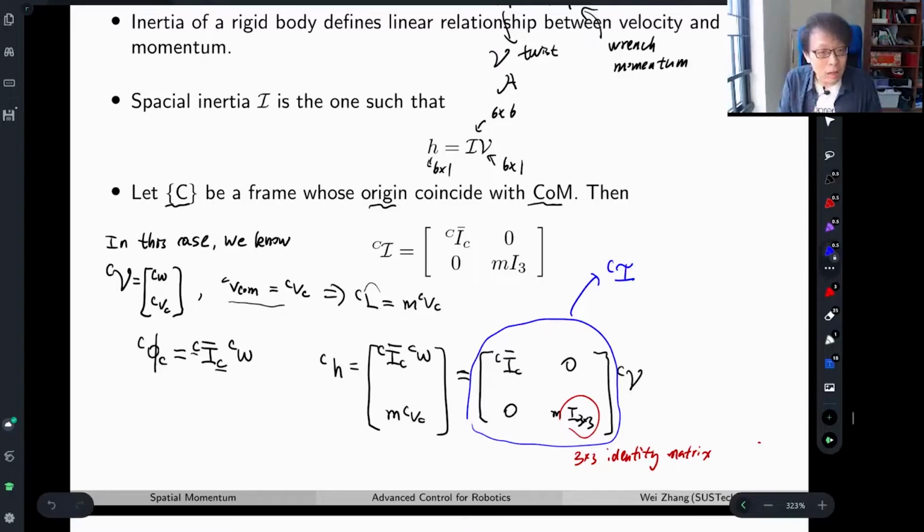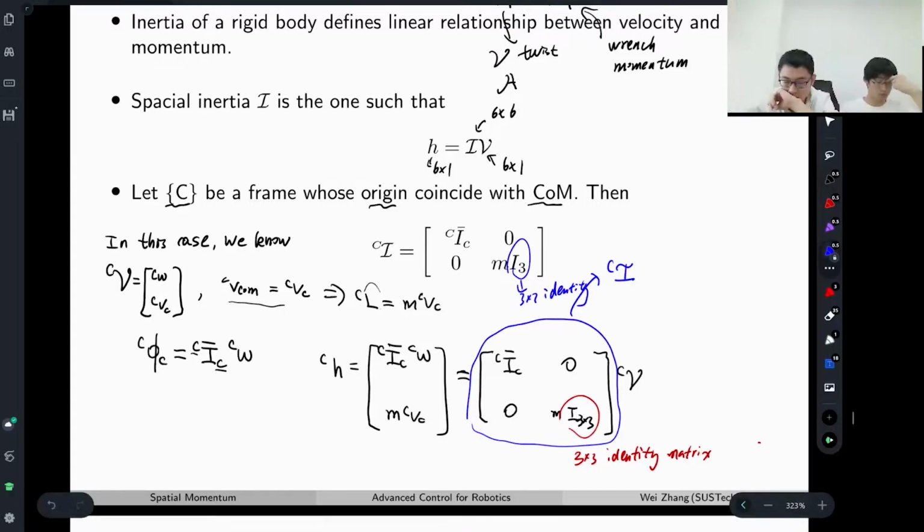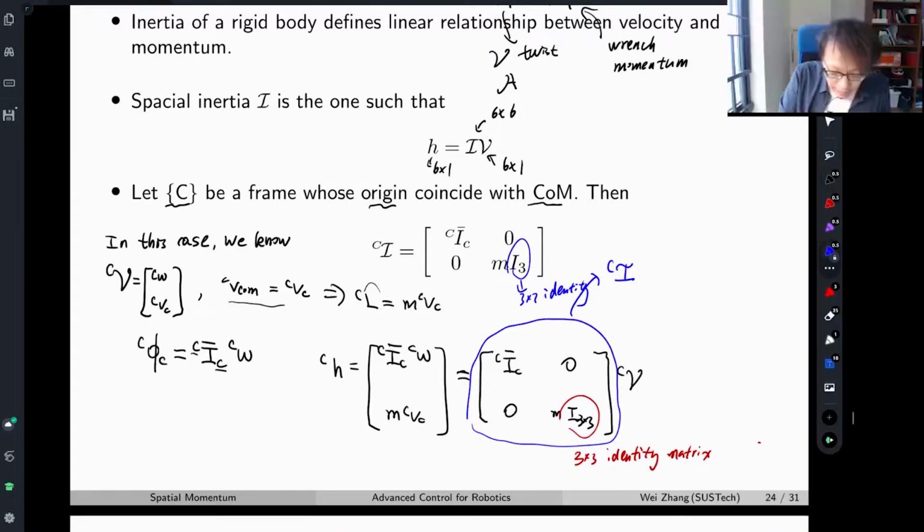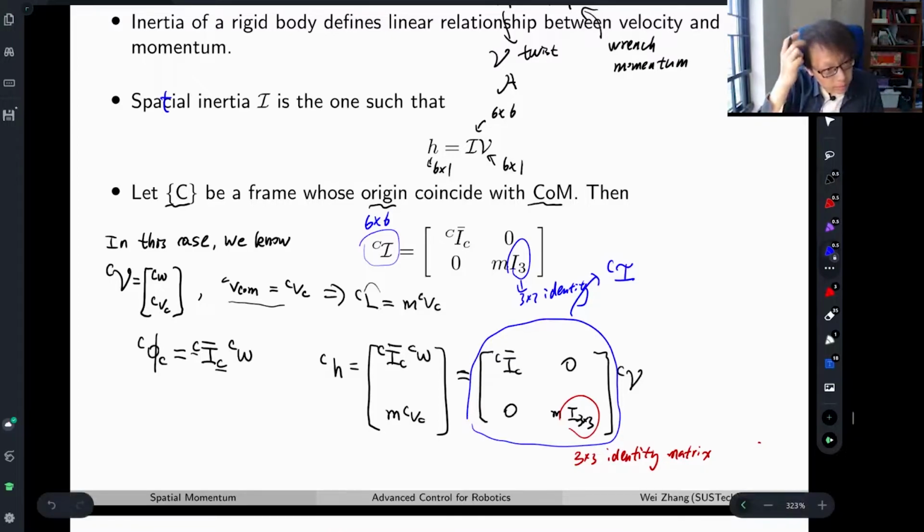For my handwriting, it's hard to tell, but for the typewritten case, it's a little bit clear. Okay, this is my identity matrix, 3x3 identity matrix. Okay, so that's the so-called, this is a 6x6 matrix. It's the so-called spatial inertia matrix. I think that's a typo, spatial inertia matrix.